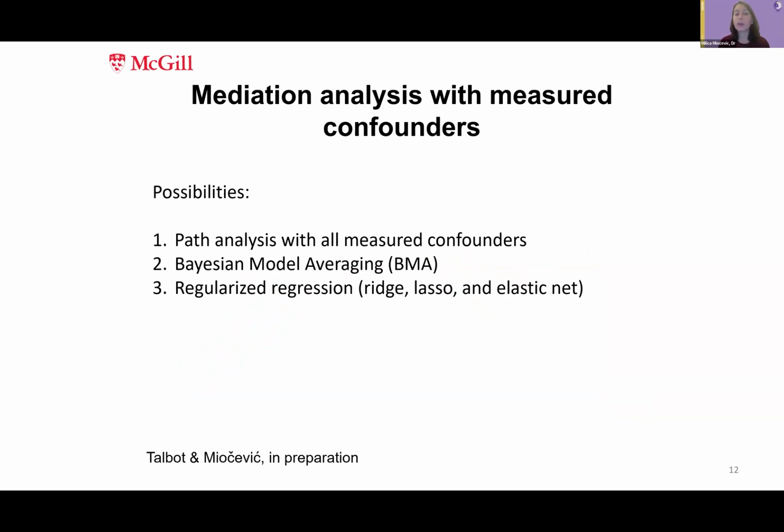A second alternative is to use Bayesian model averaging. So models that are more probable, that contain the relevant confounders, have more of a say in the parameter estimates we get for the indirect effect. Or we could use regularized regression to select our confounders before we fit the model. In today's talk, I'll focus on a comparison between the top two approaches in a simulation study.